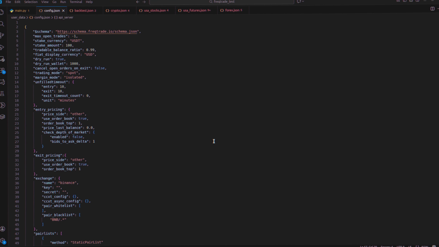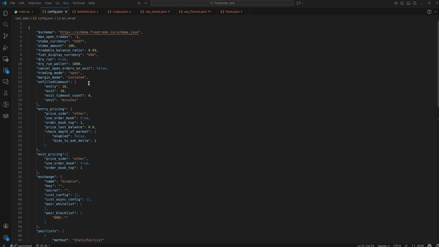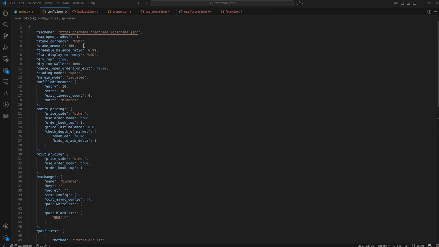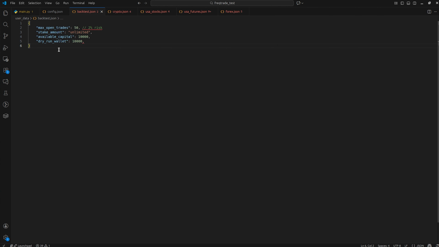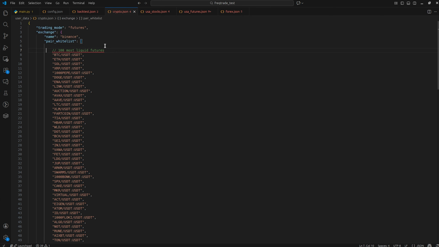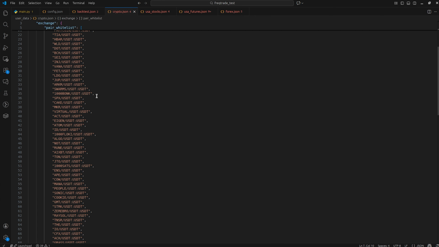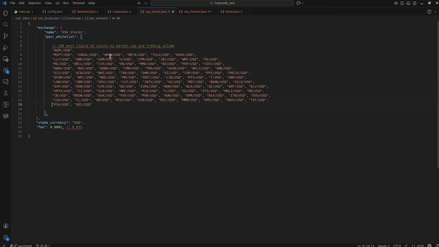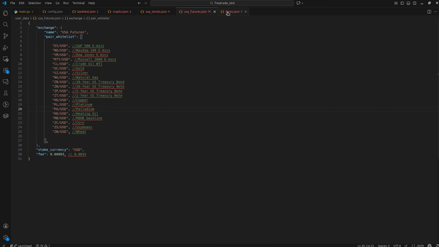Now let's check our code, starting with some config files. First is config.json. It's a basic configuration file for the Freqtrade Python package. Next, backtest.json. It's a file that specifies some parameters for our trading logic. Next, crypto.json. Here we have a list of the 100 most liquid tickers that we are using. Next, US stocks, a similar file but for the stock market, then futures and Forex.